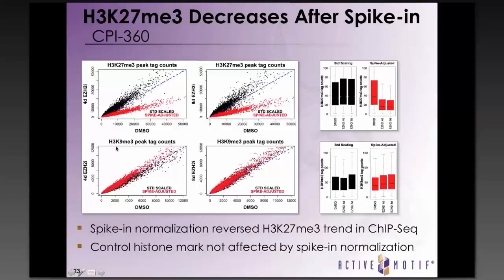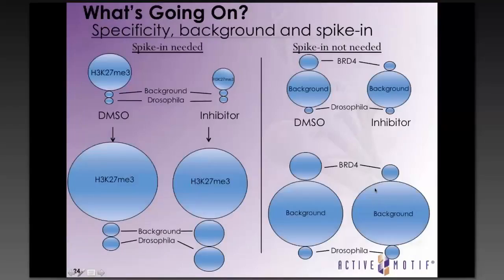Our control antibody, which shouldn't be changing, again, is very similar between treatment and no treatment, and the spike-in doesn't change that data. And you can see that clearly again looking at the box plots. So what do we think is going on?